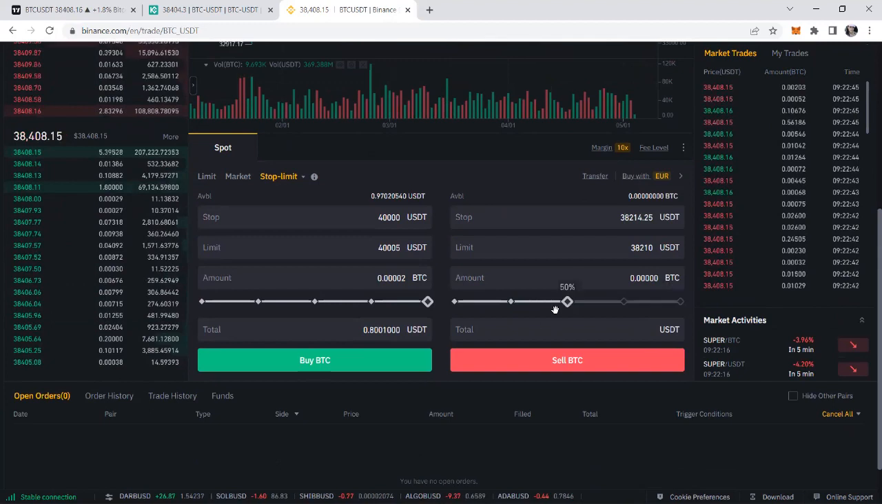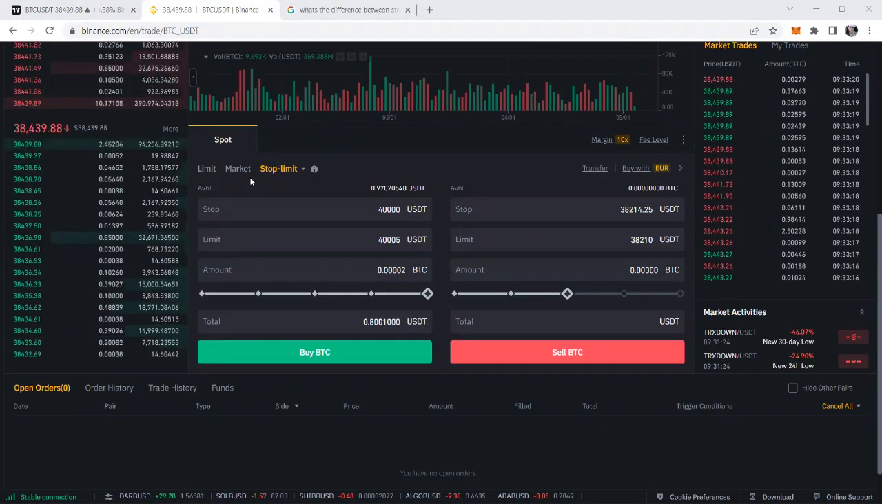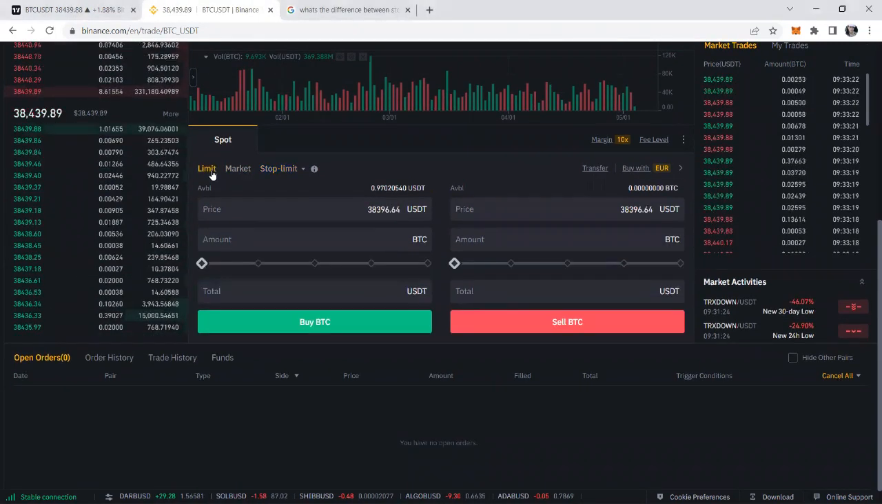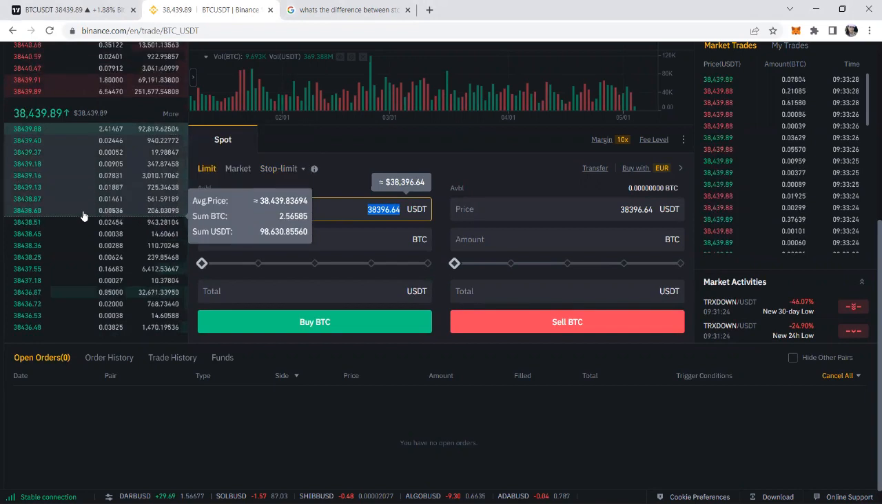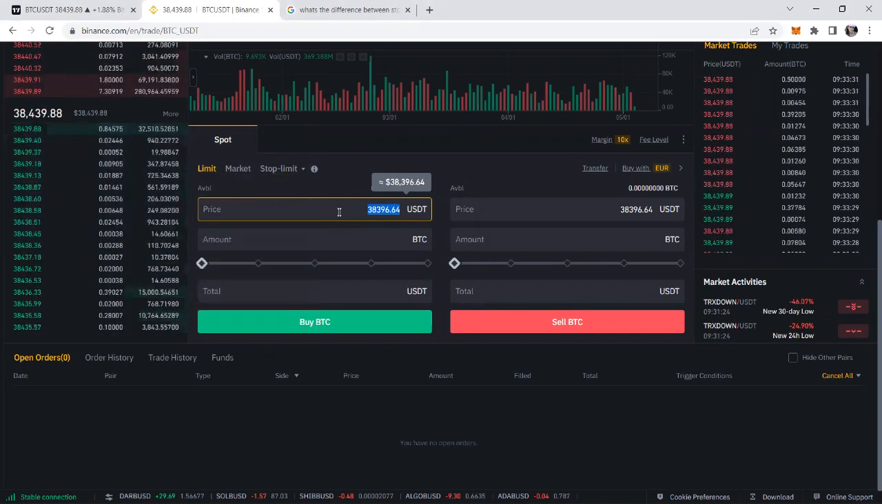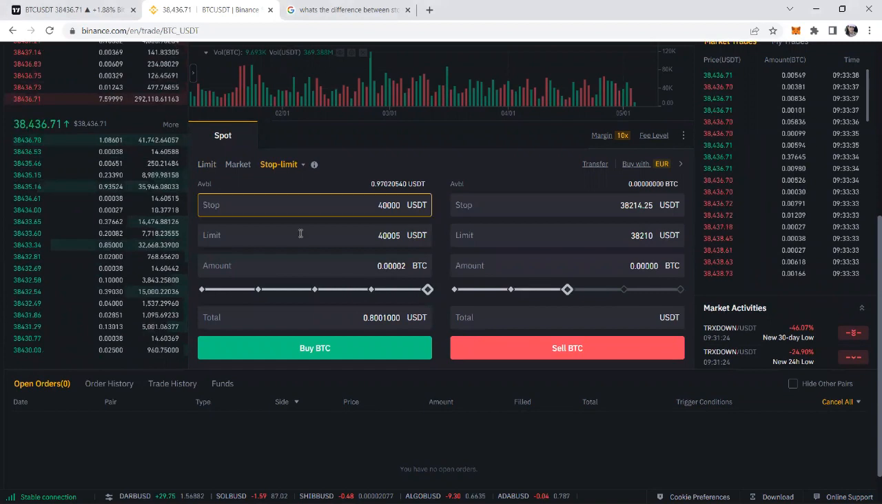Okay, so just remember that when you do a limit order buy, your price will be lower than what the price is now, and it will display in the order book. Your price will be lower than what it is now because you're going to wait for Bitcoin to drop. Whereas a stop limit buy is always higher than the price it is now.